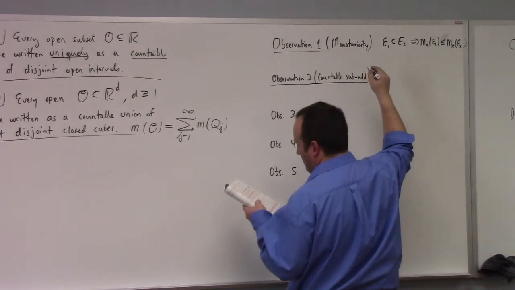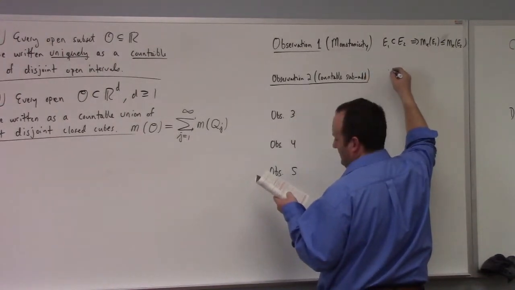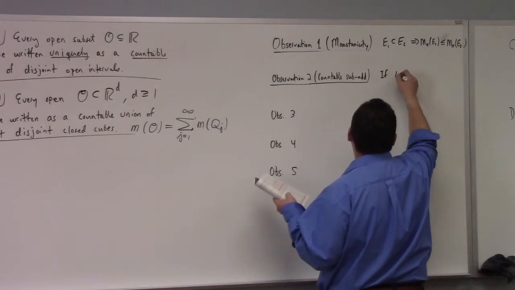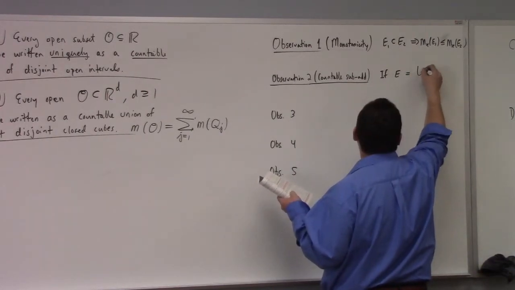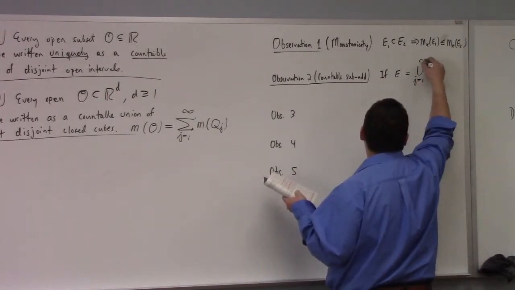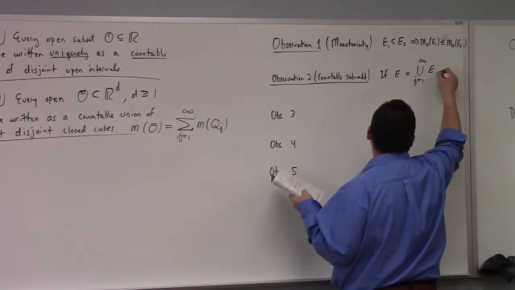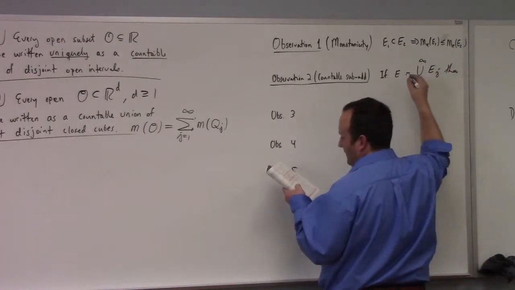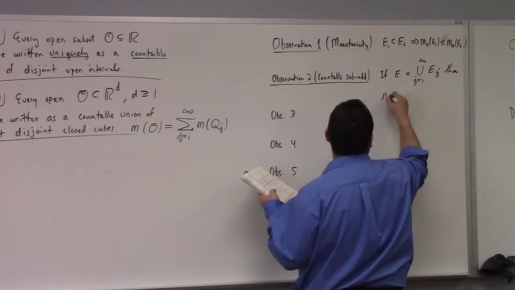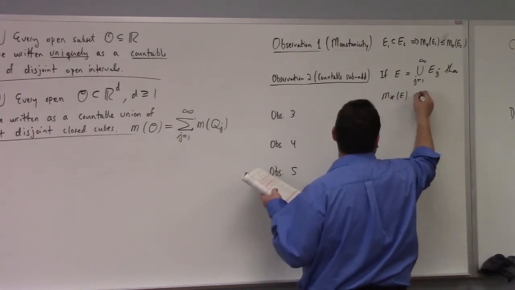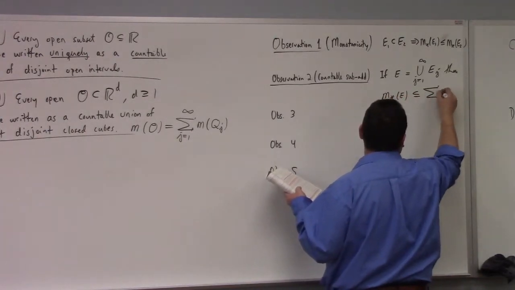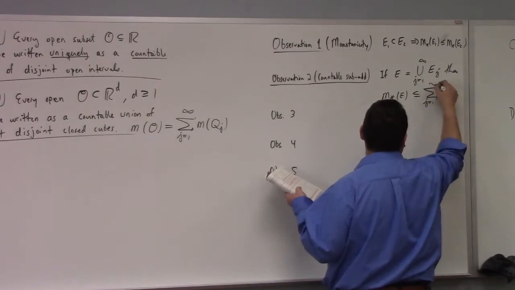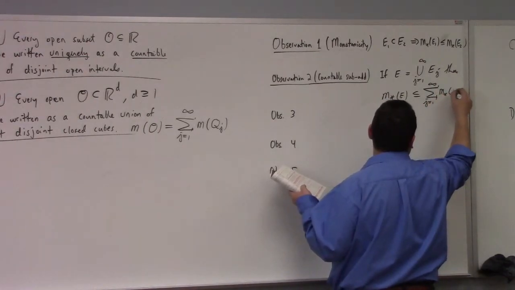Countable subadditivity. It says that if E is equal to the union, j equals 1 to infinity of Ej, then the exterior measure of E is less than or equal to the summation, j equals 1 to infinity of the exterior measure of Ej.